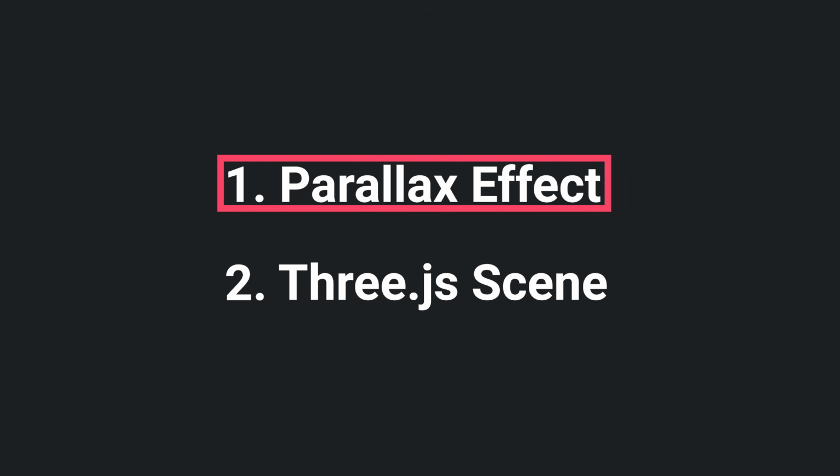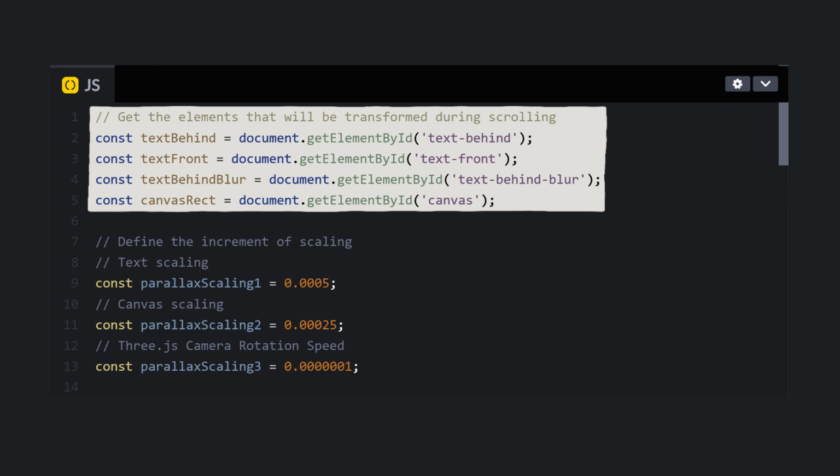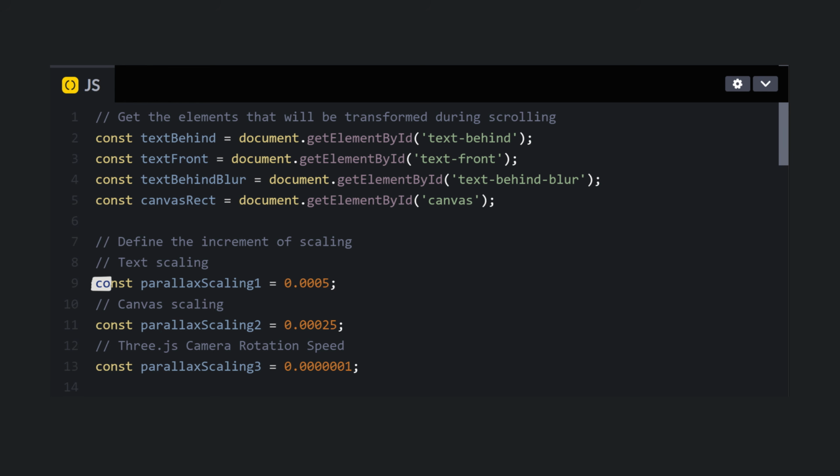Our JavaScript can be divided into two major parts. First, the parallax effect, and second, the 3D animation with Three.js. So let's start with the parallax effect. First, we store references to the three text divs and the canvas. Then we define parallax scaling 1 to control the amount of scaling of the text, parallax scaling 2 to control the scaling of the canvas, and lastly parallax scaling 3 to control the camera rotation later.